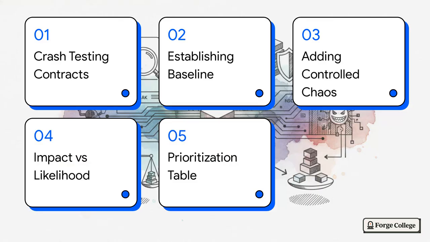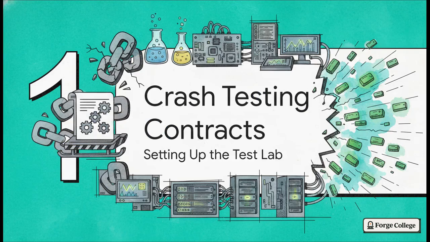Here's the blueprint for today's engineering crash test. We'll look at 1. Crash testing smart contracts, 2. Establishing the baseline, 3. Adding controlled chaos, 4. Scoring impact versus likelihood, and 5. The prioritization table. Section 1. Crash testing smart contracts, setting up the test lab.